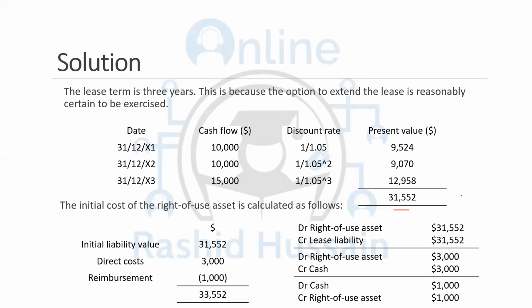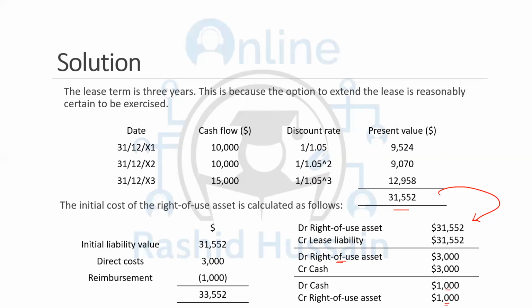31,552 is the present value of the lease payment, which is the initial value of the lease obligation. So the double entry would be debit right of use asset, credit lease obligations. And then there was a payment of 3,000 for the direct cost. This should be made part of the right of use. So debit right of use 3,000, credit cash 3,000. 1,000 was reimbursed. So debit cash and credit right of use, because you're not going to make this part of the cost of the asset because this was refunded.